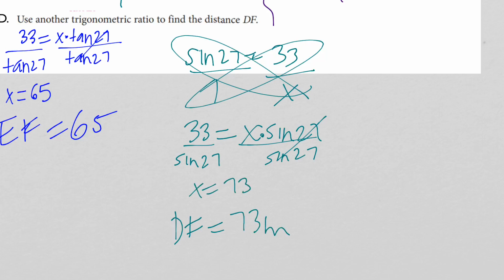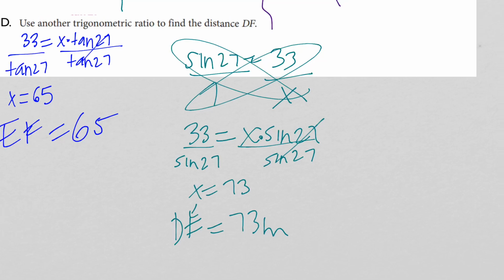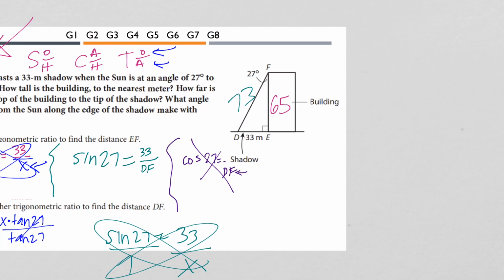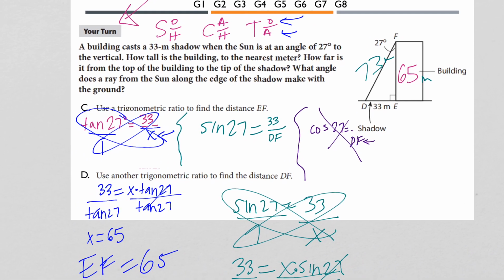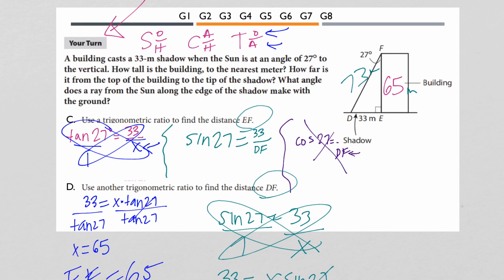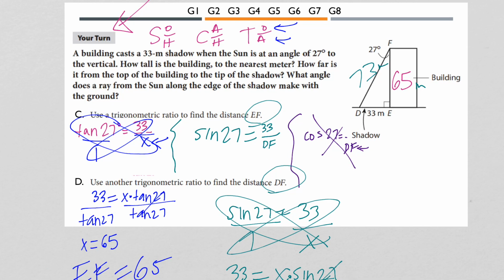So X will be 73, but again, X is your DF. So that means that this guy measures 73 meters. So we found the distance of EF, and we found the distance of DF. Hopefully you guys got this one.